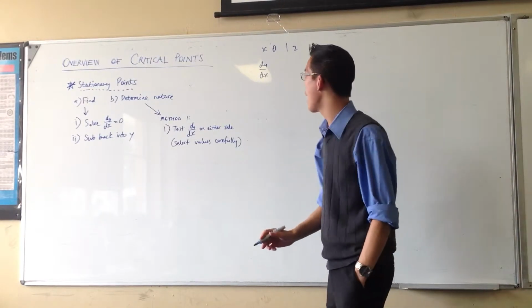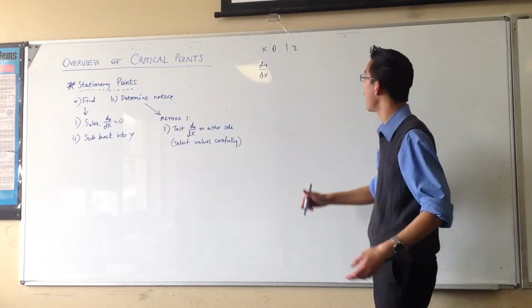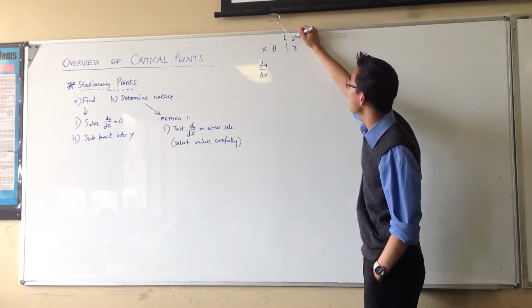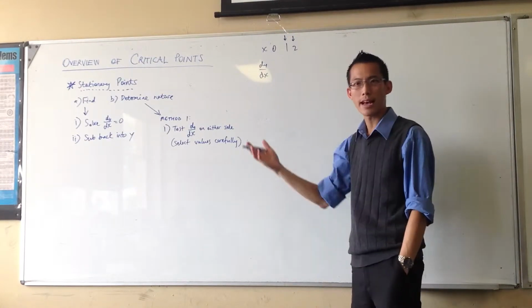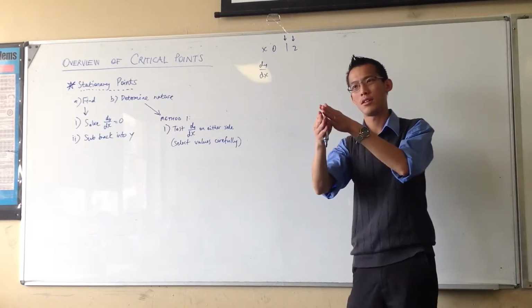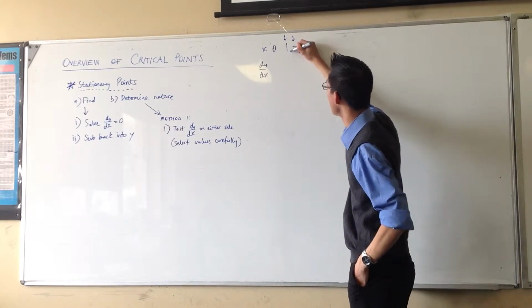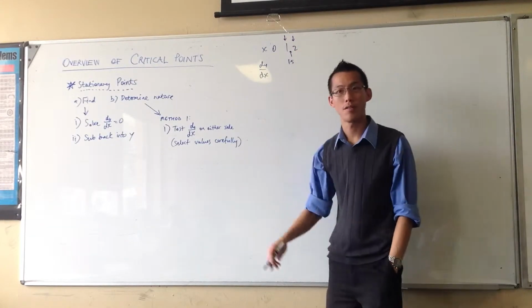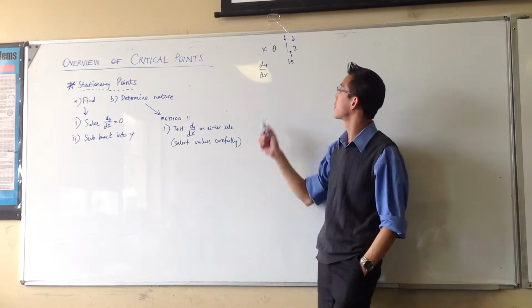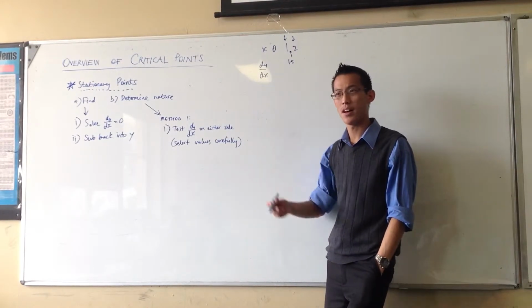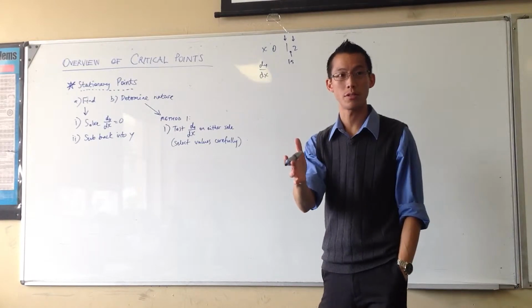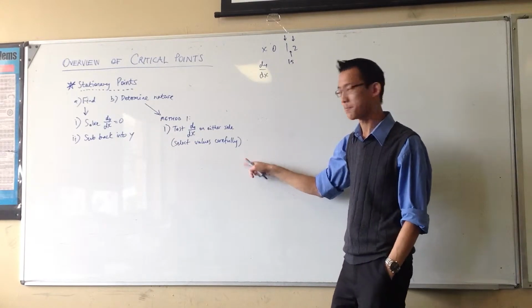But in the same way, suppose I found a stationary point at 1 and a stationary point at 2. Then I can't pick 2 as a value to test on the right. I'd have to pick something in between, like 1.5. So sometimes you can't get away from picking an annoying number because you have to be between stationary points. So select your values carefully.